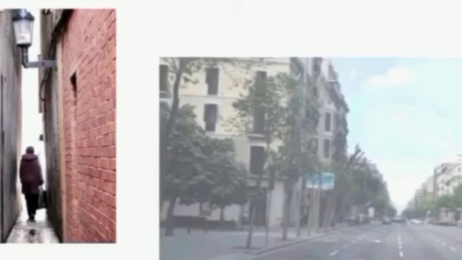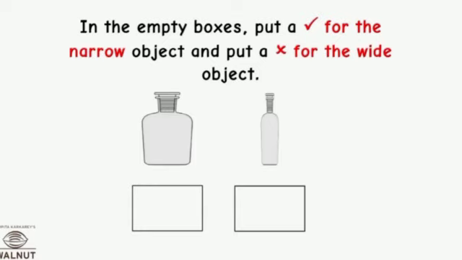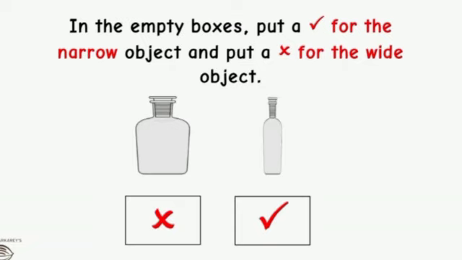Which street is narrow? This street is narrow. And this street is wide. We will do an exercise. In the empty boxes, put a tick for the narrow object and put a cross for the wide object.